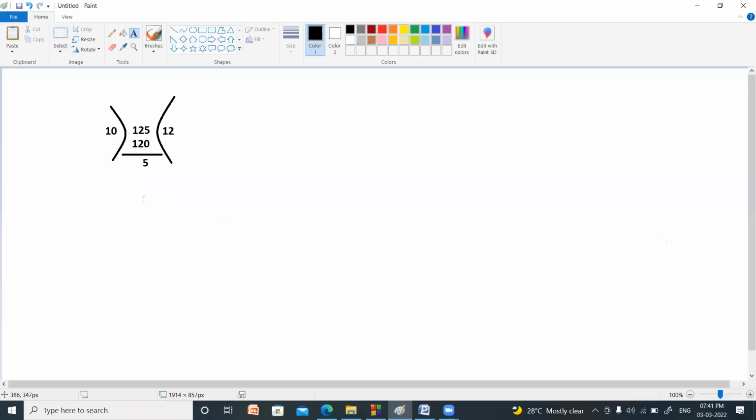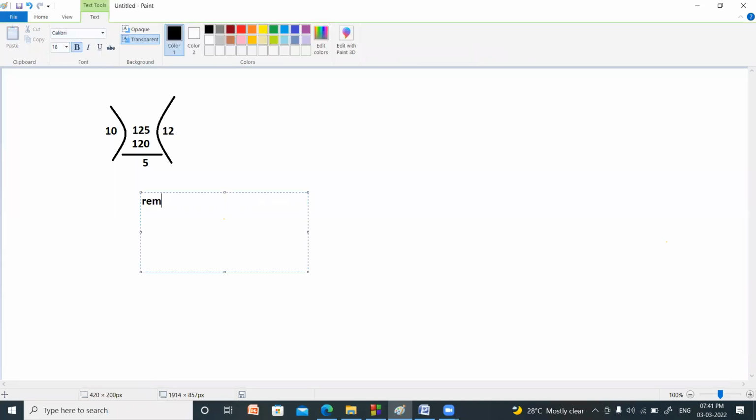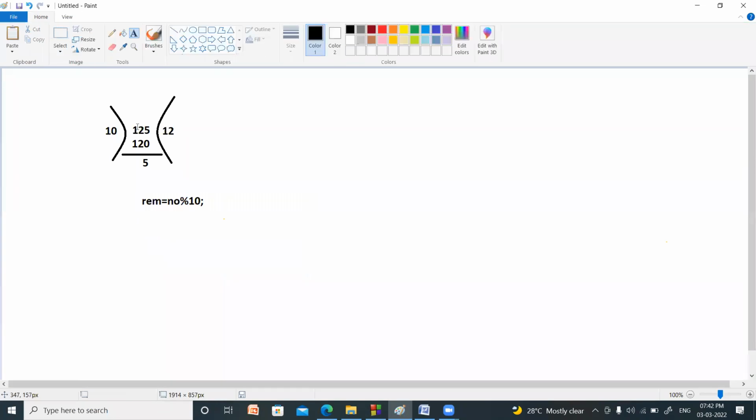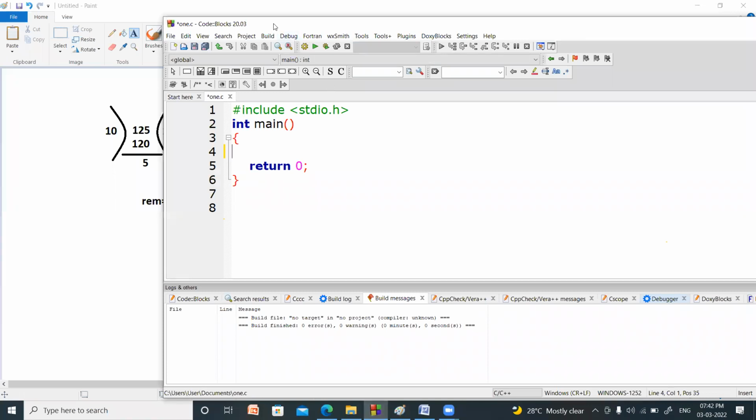Now to find the last digit, the formula is remainder equals number mod 10. The modulus operator gives the remainder. The by operator, number by 10, gives the quotient. If you want 12, you have to use the by operator. If you want the remainder, then you have to use the modulus operator. What is the formula to find the last digit of a given number? Remainder equals number mod 10. It is the formula. You have to byheart this. Now, write a program for this.